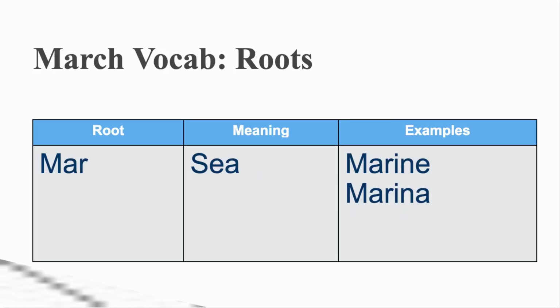The next one is mar, M-A-R. So there are several different roots depending on Greek, Latin, whatever. This particular version of M-A-R means sea. There are others though, just so you're aware. So marine, that's of course a branch of the military that deals with boats, water, etc. Marina is a place where you can dock your boat.